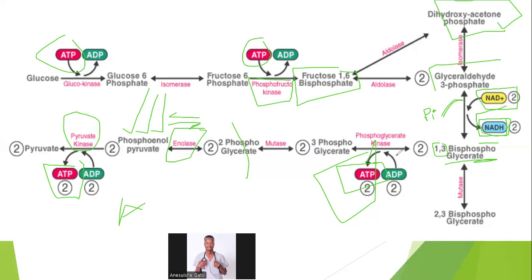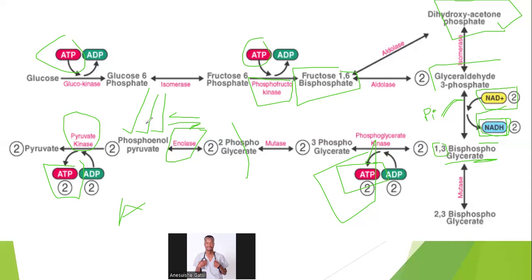We can skip all this, and remember I said we need a mutase enzyme to change the phosphorylation from the third moiety to the second moiety. So when you then get phosphoenol pyruvate from the removal of water from these 2-phosphoglycerate using an enzyme called enolase, this is the last high energy molecule in this pathway.